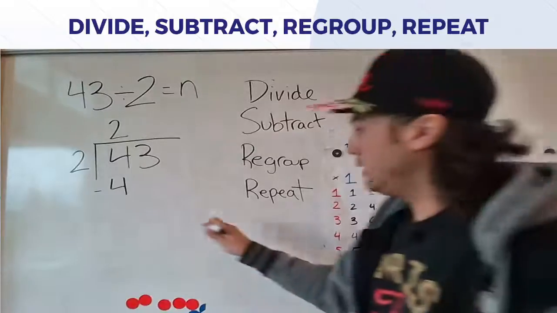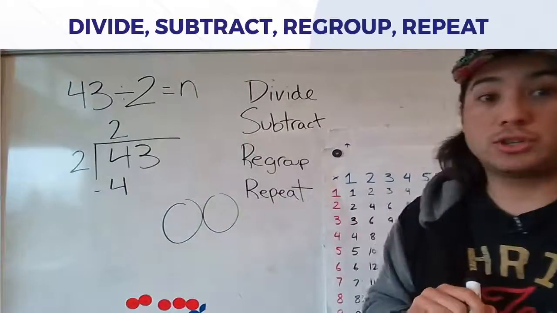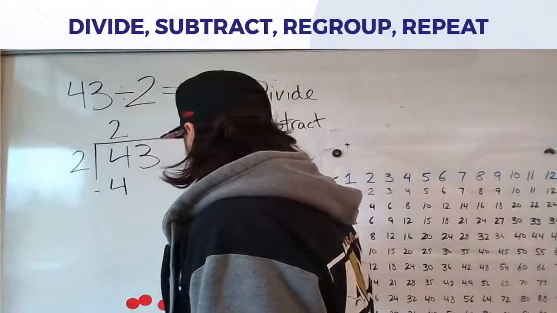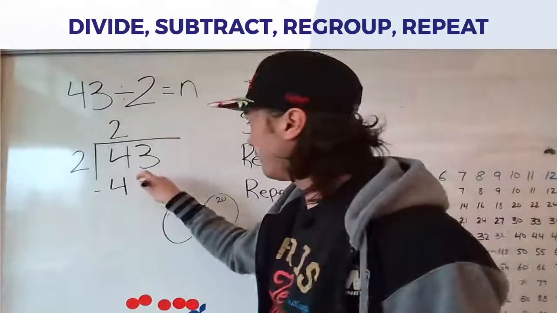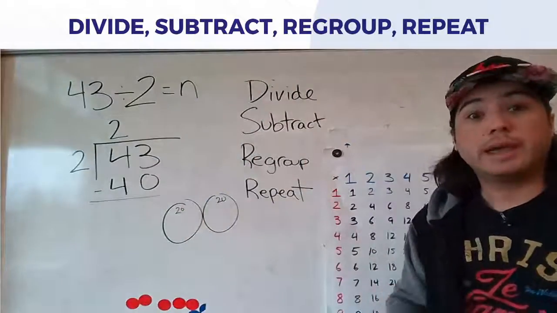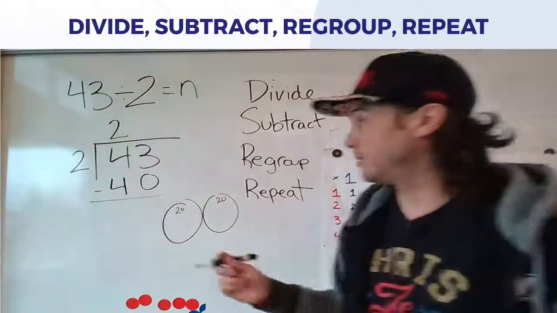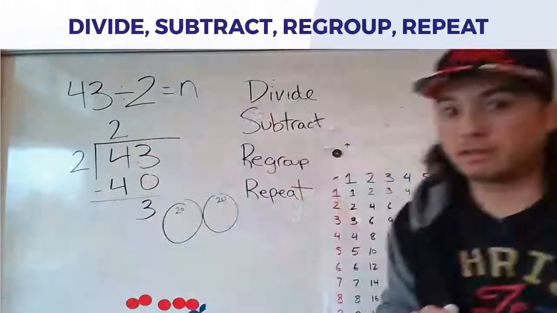Because again, if we're looking at this as making 2 equal groups, essentially what we did here is we put 2 tens, or 20, into each group. And we're going to subtract out 40, because we just put 20 and 20 into groups. We need to know how much of that 43 we have left to continue to divide. 43 minus 40 equals 3.